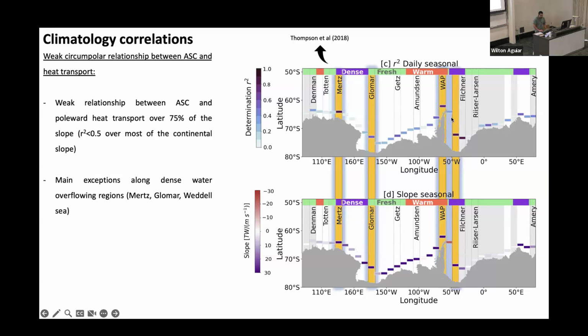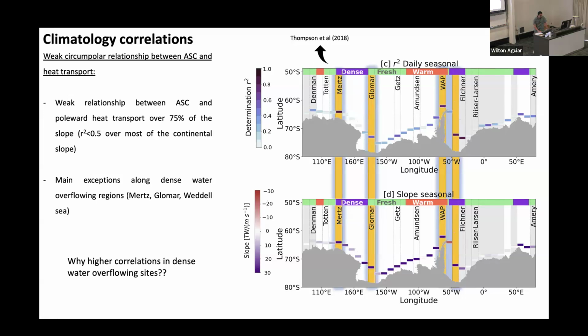Now, more interestingly, if you see some of these regions, for example, Mertz and the region in Filchner, they are located in dense shelves. And Glomar, even though according to Thompson it is not a dense shelf, in our model it is a dense shelf because we have dense shelf water overflow. So a lot of these seasonal correlations happen mostly in dense shelf areas.